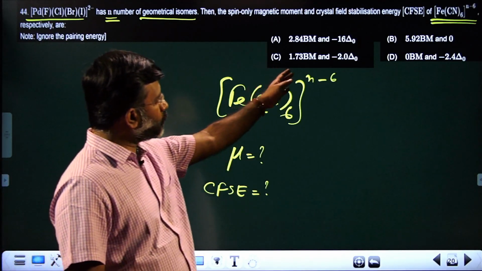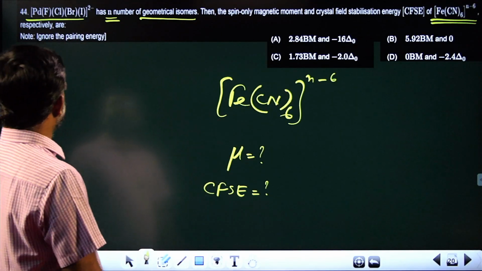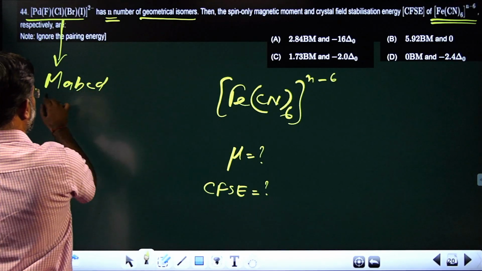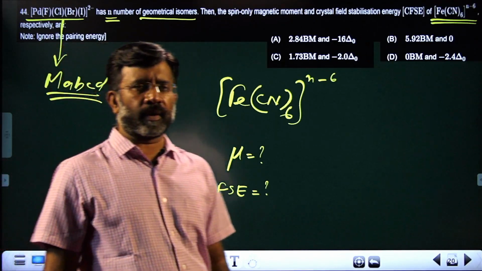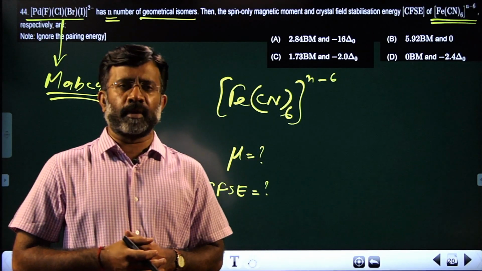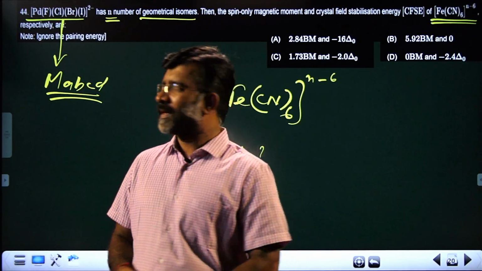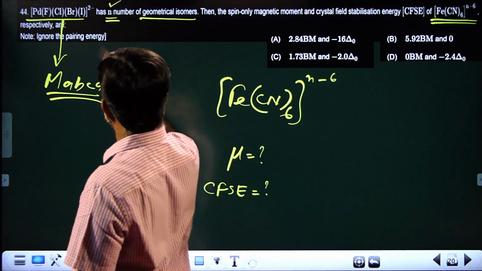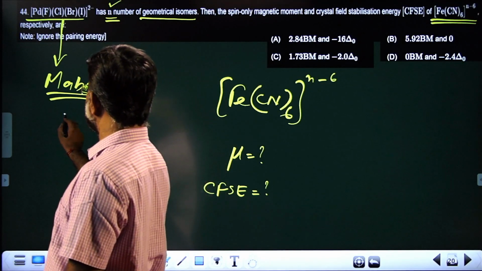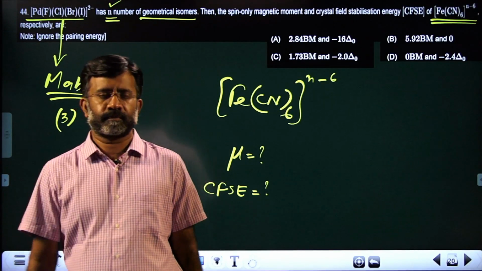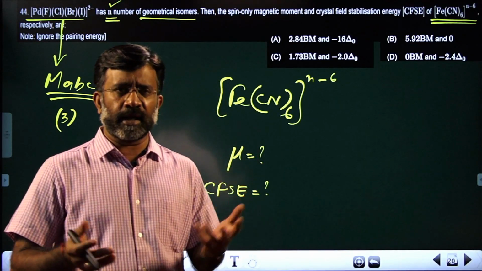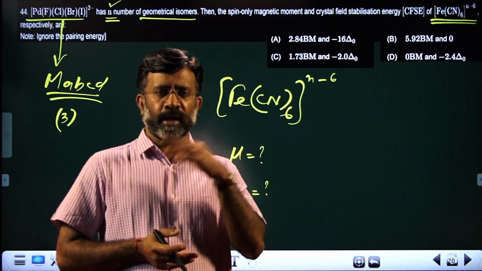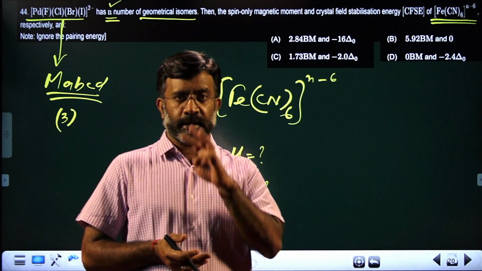First of all, we should know what n is. Very simple. This complex is of the type MABCD. It's a mere textbook information. An MABCD type complex gives 3 isomers. That is, it can give you 3 isomers. It is textbook information, there as a fundamental point we learn in the syllabus. MABCD, 3 configurations.